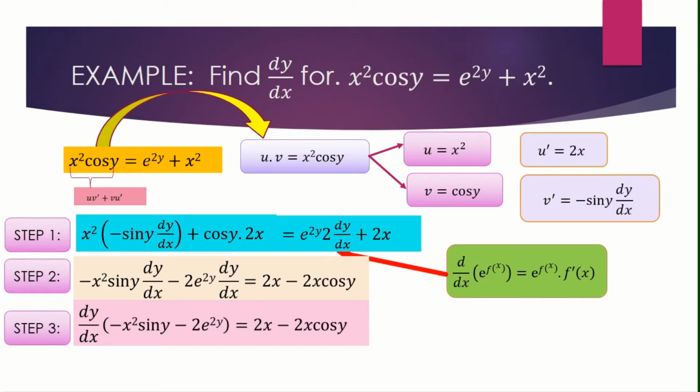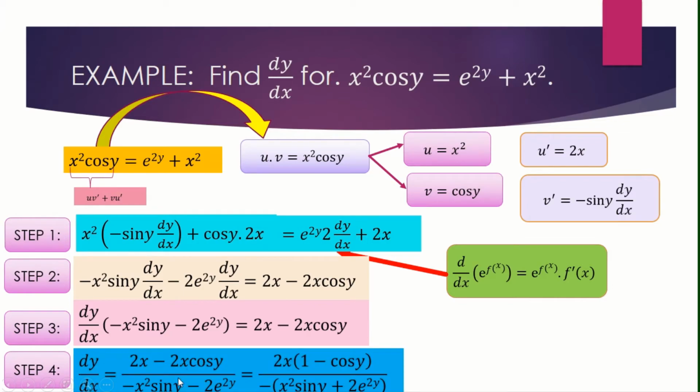dy/dx times negative x squared sine y minus 2e^(2y) is equal to 2x minus 2x cos y. And lastly, in step 4, we are going to solve for dy/dx, and thus we get dy/dx as 2x minus 2x cos y divided by negative x squared sine y minus 2e^(2y), or if we simplify it, we can write it as 2x multiplied with (1 minus cos y) divided by negative bracket x squared sine y plus 2e^(2y).